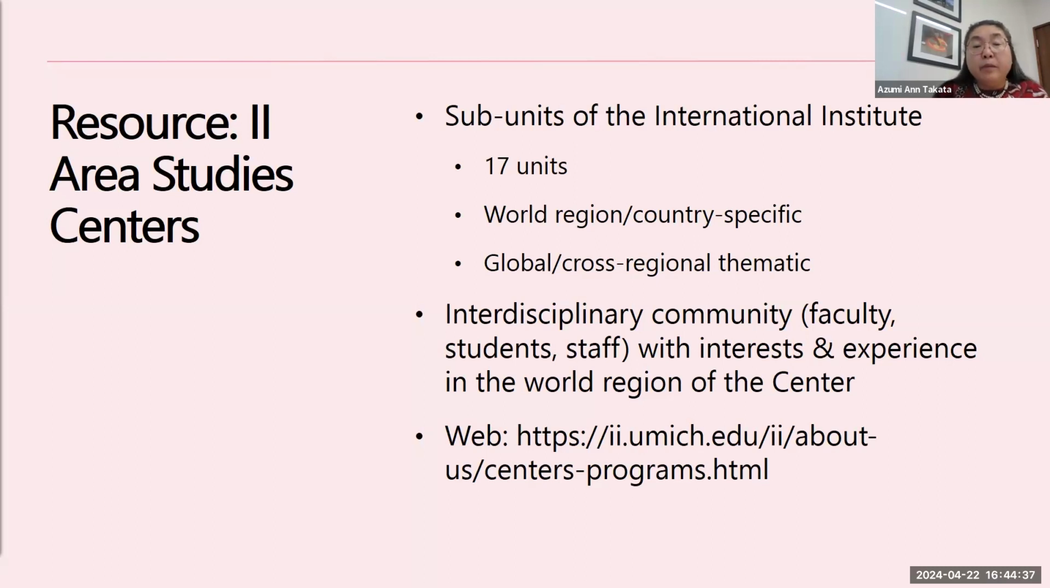And then we have a handful that are global and cross-regional in nature and organized by a cross-cutting global theme. So we have the Global Islamic Studies Center, and we have the Donia Human Rights Center, for example. So these are two examples of the global thematic type center.